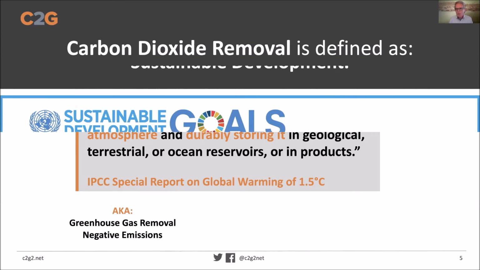Others refer to it as greenhouse gas removal. That's mostly used also by those who think it's not only CO2, it could be other gases, even though there's not much happening in other gases. And some refer to it as negative emissions, but these terms are also used in different ways.